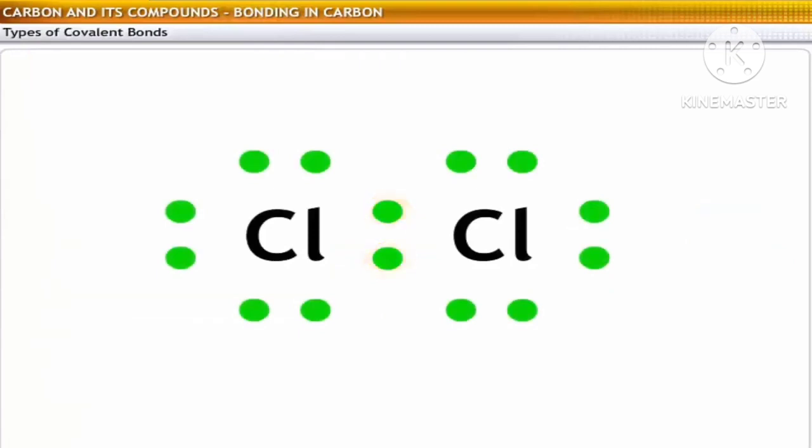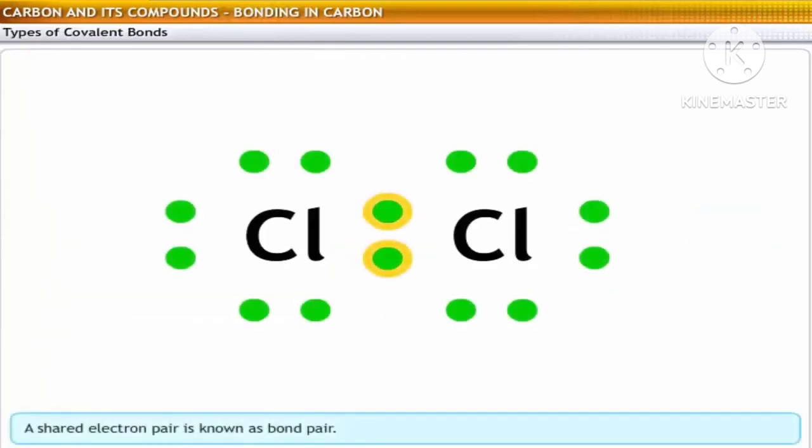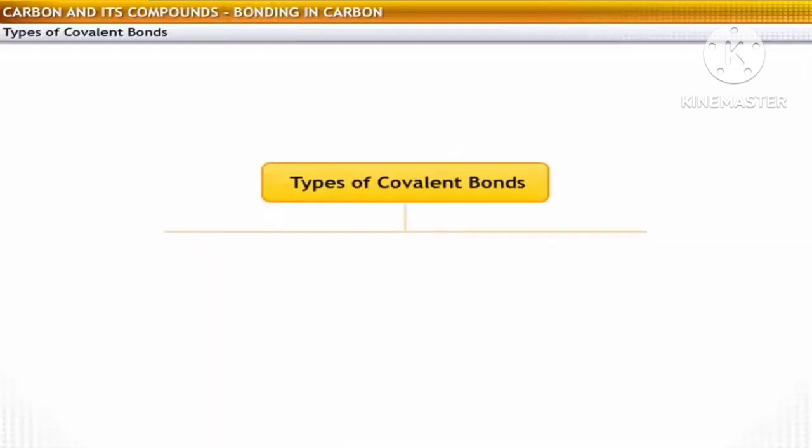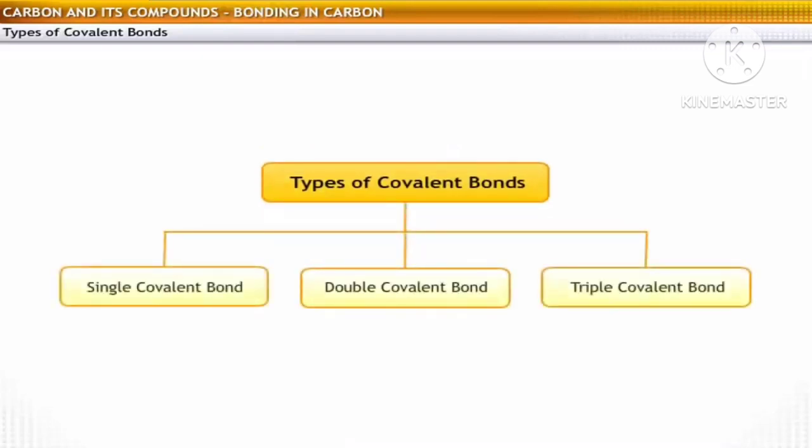In a covalent bond, a shared electron pair is known as a bond pair. The bond pair is represented by a line between the bonded atoms. Depending on the number of electrons shared between the atoms, the covalent bonds are classified into 3 types: single covalent bond, double covalent bond, and triple covalent bond.